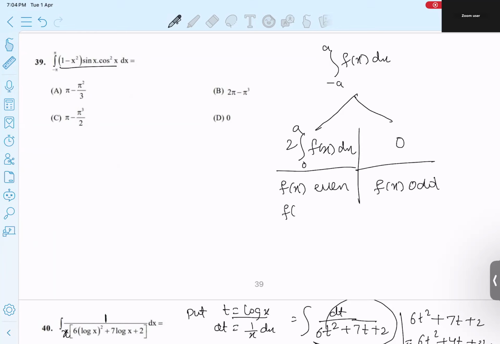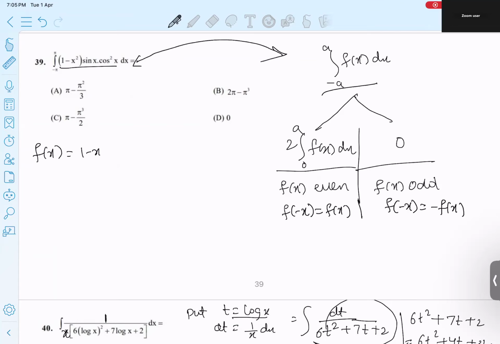What is an even function? In place of x, if I substitute the negative, we get positive only. In place of x, if I substitute negative, I get negative only. This is an odd function. This is an even function. So let us compare these two. In place of f of x, we have 1 minus x square into sine x into cos square x. We replace x by minus x, so that we get 1 minus x whole square, sine of minus x, cos square of minus x.